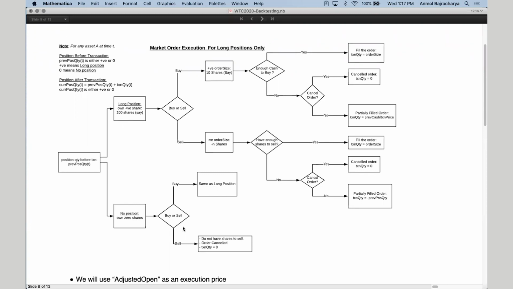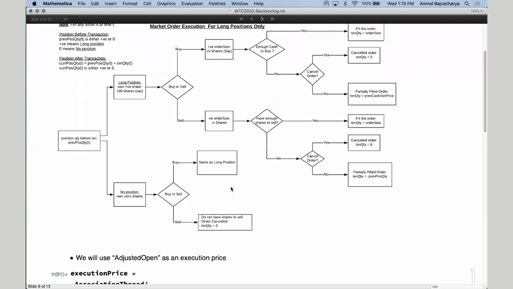When you do not have any position and you have a sell signal, it's not going to do anything, because you're not allowed to do short selling. Whereas if you want to buy, the logic is the same as I just described earlier. If you have enough cash, you'll be allowed to buy, and if you do not have enough cash, then either cancel or partial fill. So that's how the market order is going to work.